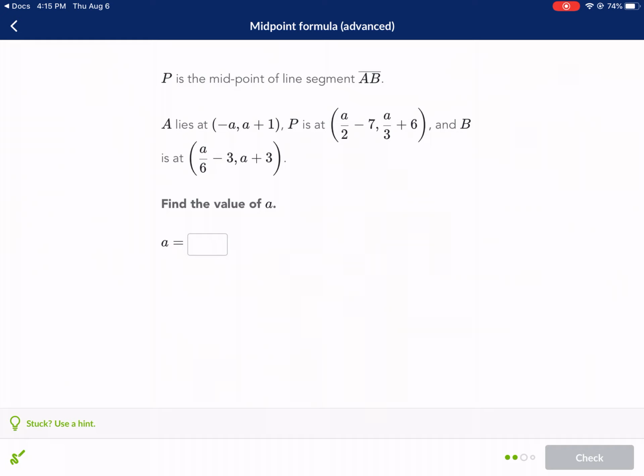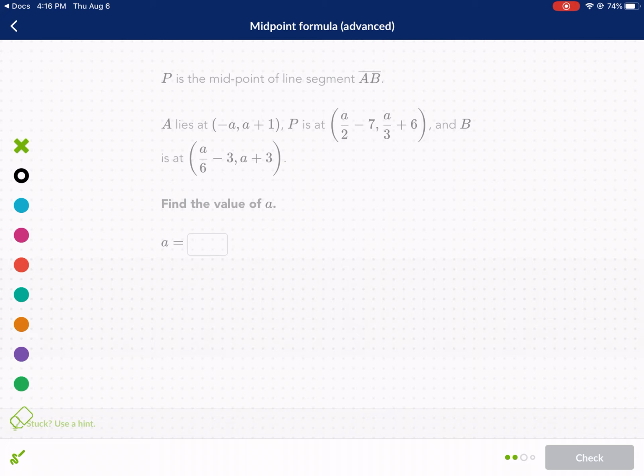Okay. P is the midpoint of line segment AB. Find the value of A. And it's got all of this junk in between. Okay, so let's go ahead and label our things first.